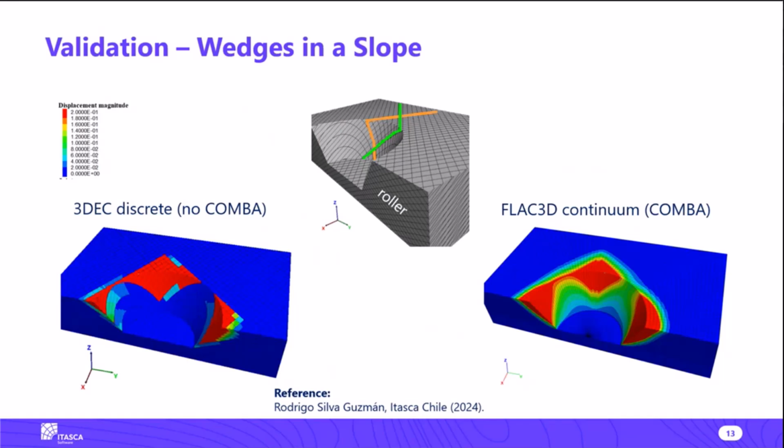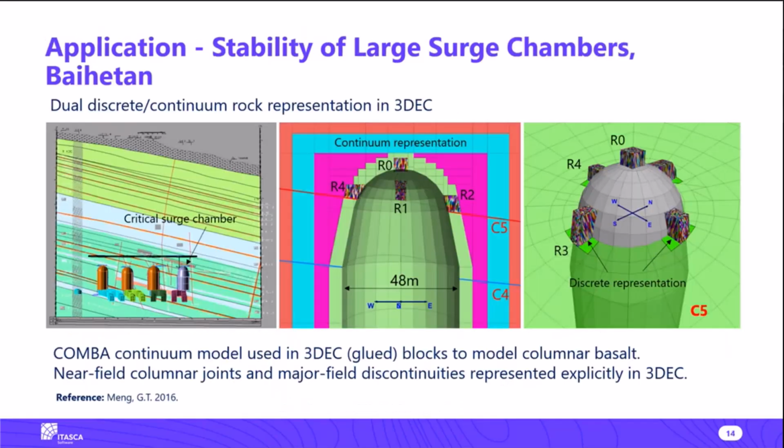The larger scale validation that we present is due to Rodrigo Silva Guzman from ITASCA Chile. He did a number of large scale validation tests. Here we present the situation of wedges in a slope. And again, we compare the displacement using the discrete approach, with no Comba model, and to the right with the flat 3D approach, and the overall behavior in both cases is quite good.